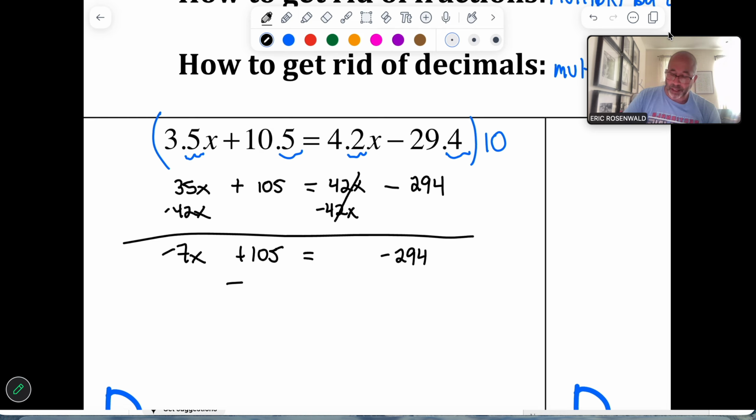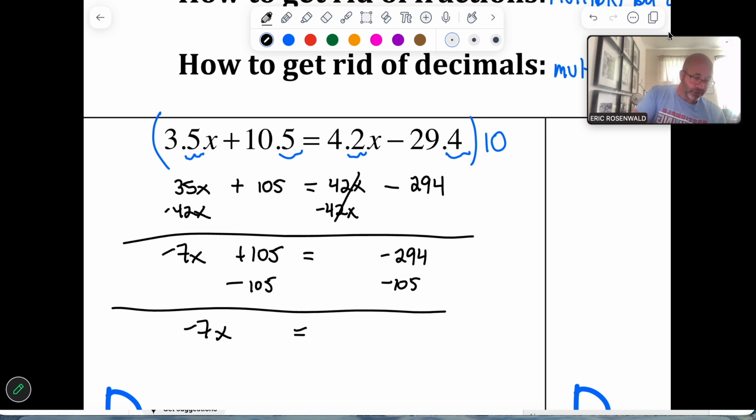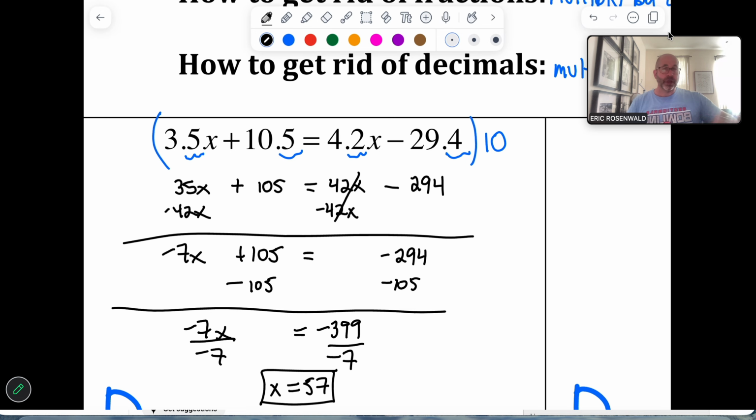We'll go ahead and subtract 105 from both sides. And we get -7x is equal to -294, and -105 gives me -399. And then we divide by -7, and we get x is equal to positive 57. Okay.